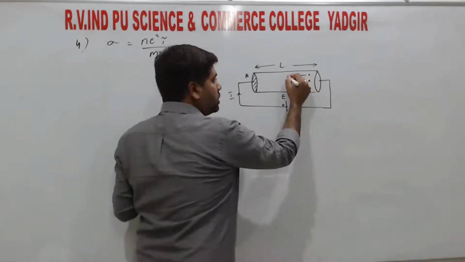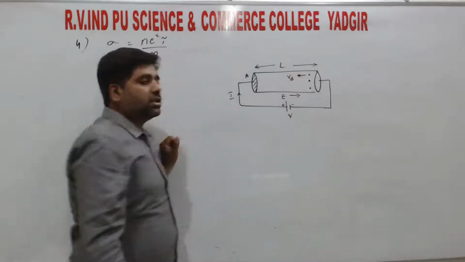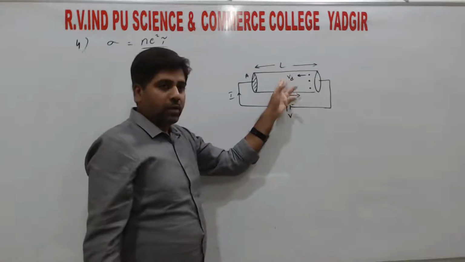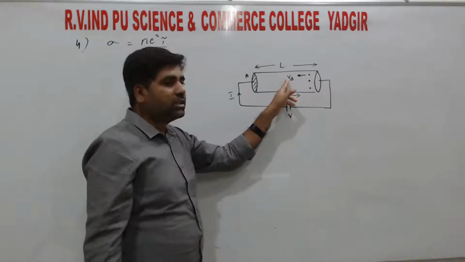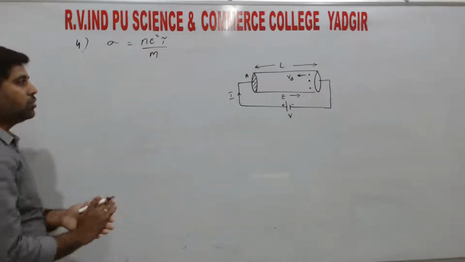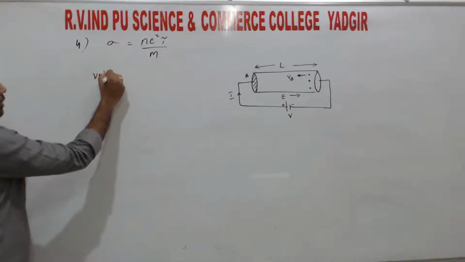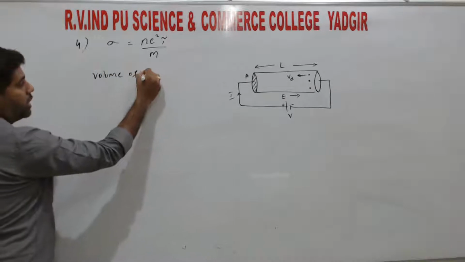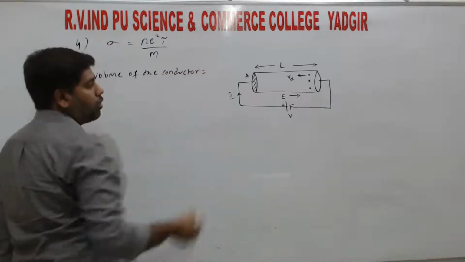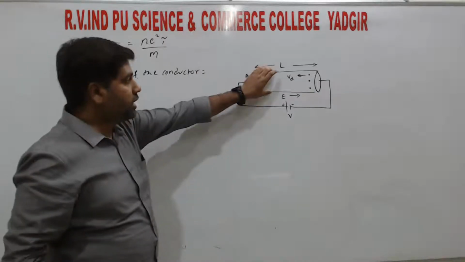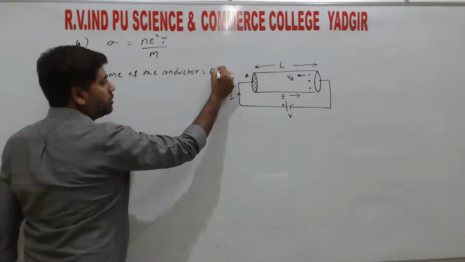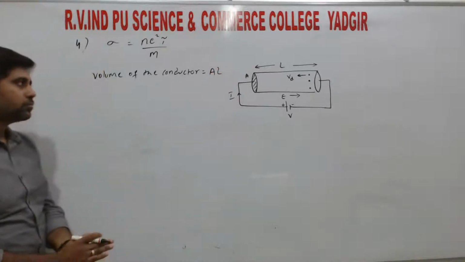So these will move with a velocity. So that velocity is the drift velocity, right? So drift velocity is nothing but the velocity. Velocity is a vector quantity, electric field is also a vector quantity, right? So now the volume of the conductor. The conductor is in the cylindrical shape, so the volume is length into area, right? So that is A into L.